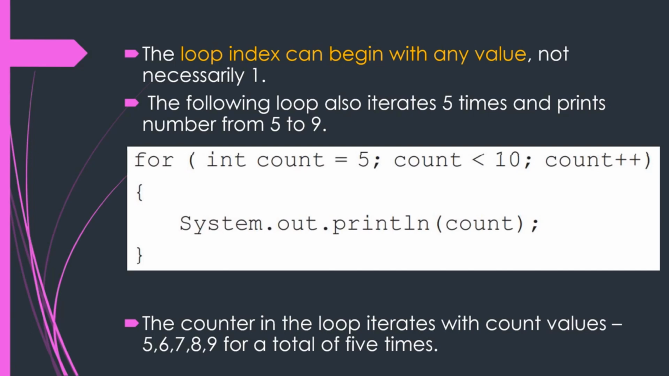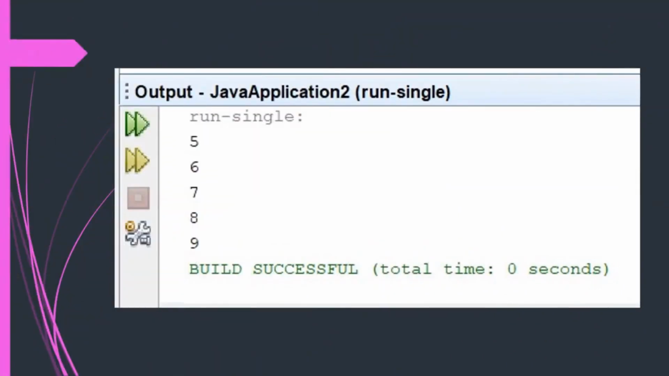Let us see its result. So this is the result. We have printed the numbers from 5 to 9 in next to next line, 5, 6, 7, 8, 9. So this was the output of the coding that we have just seen.